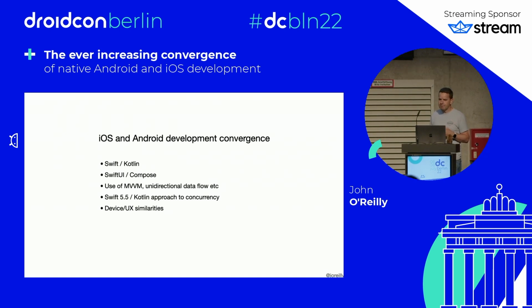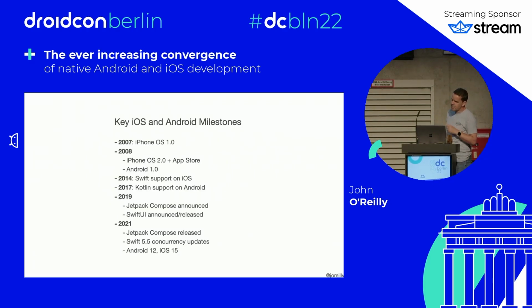And just to also mention, somewhat in the context of both platforms using declarative UI frameworks, I think we've converged to a large degree on the use of MVVM, or at least a unidirectional data flow variation of it. And we'll see a small example of that later. Lastly, not something I'm going to talk about in any detail, but also interesting to note how similar Android and iOS devices have become and the closer alignment of UX patterns.